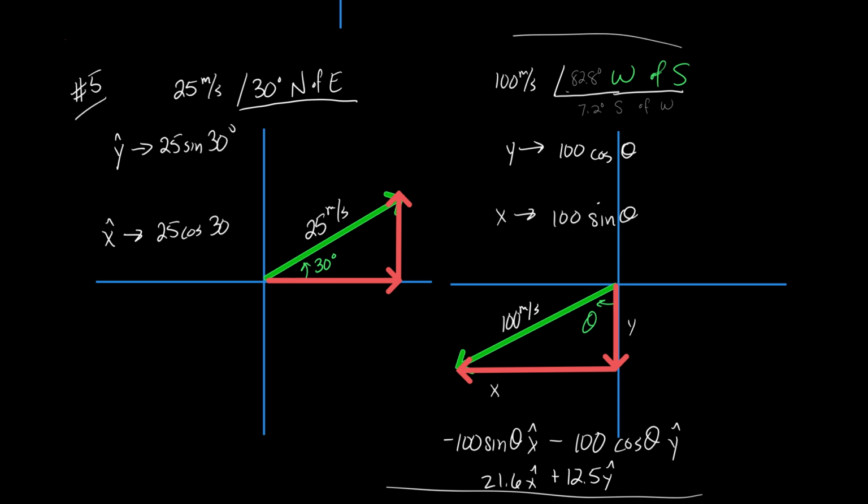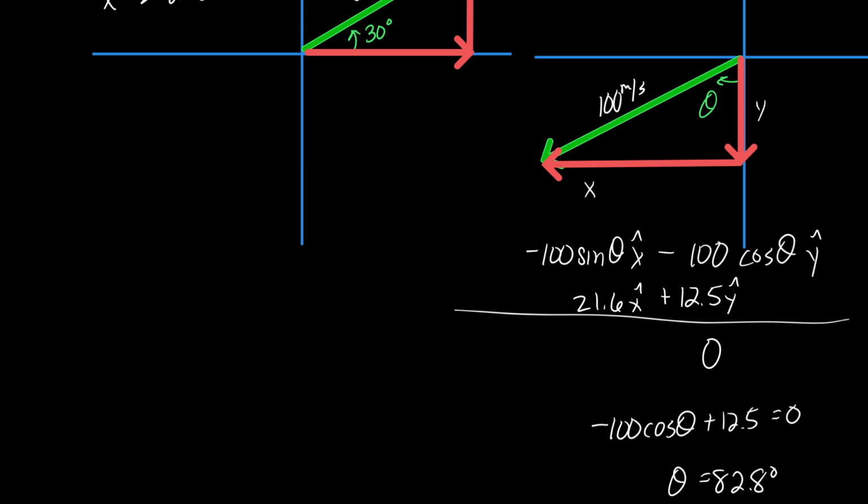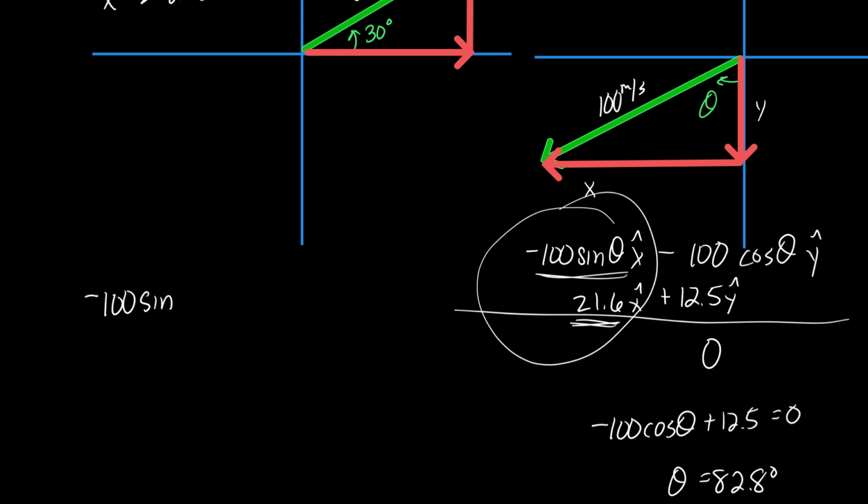If all we wanted was the direction of the plane, we'd be done. But it says, what will its ground speed be as it lands? Well, that's going to be the sum of the two vectors that are in the x direction, because the plane is pointed in such a way that it's not even headed down the runway, but part of its velocity is to the west, but part of the wind's velocity is to the east. So I'll take that negative 100 sine 82.8 plus 21.6 is going to be my total velocity in the x direction.